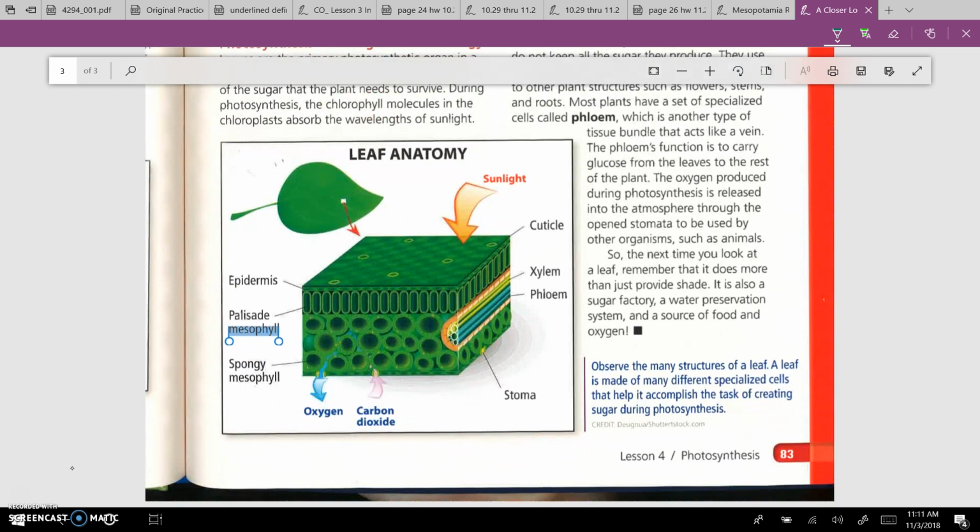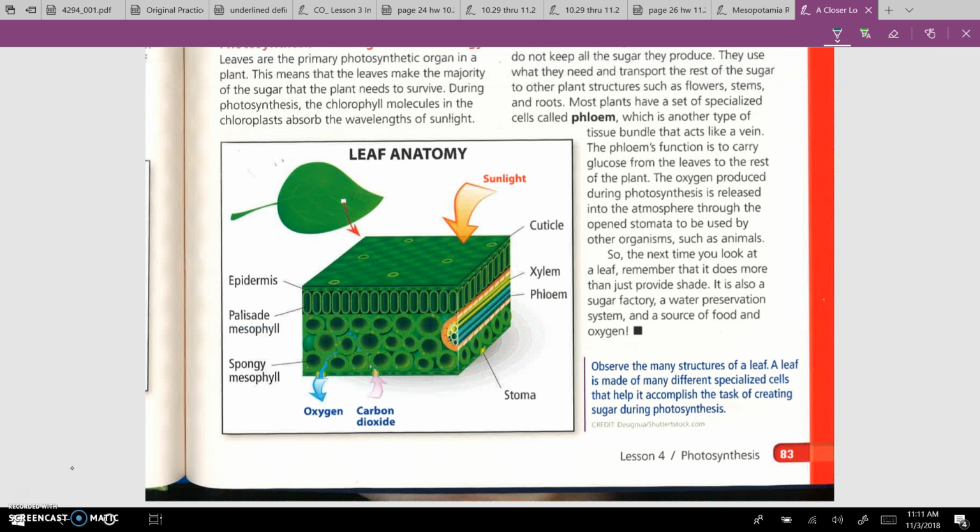So the next time you look at a leaf, remember that it does more than just provide shade. It is also a sugar factory, a water preservation system, and a source of food and oxygen. And if we look at this picture of the leaf anatomy, we will see all the different parts that we just talked about. So we have the cuticle, which is this top layer.